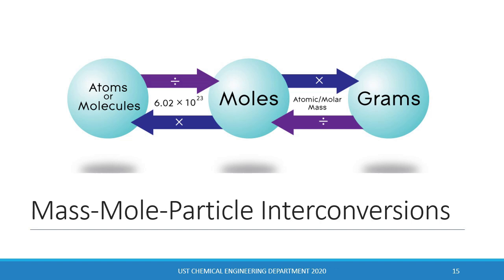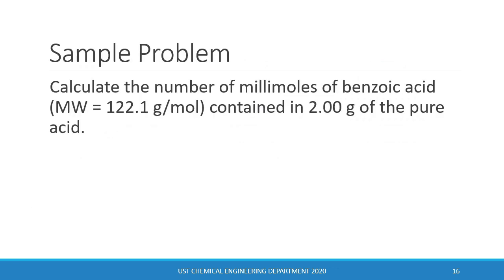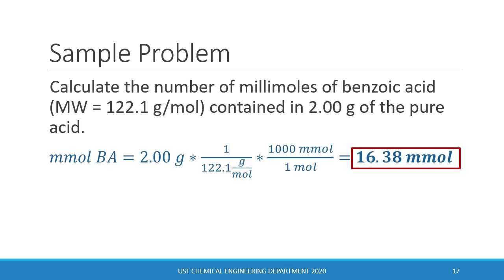It is important that you make sure that all units used are consistent and agree with each other to make the calculations correct. As an example, calculate the number of millimoles of benzoic acid contained in 2 grams of pure acid. To solve this problem, convert the given mass of 2 grams to moles by dividing it by the molar mass, which is 122.1 grams per mole, and then convert to millimoles as the problem requires. This will give us 16.38 millimoles.